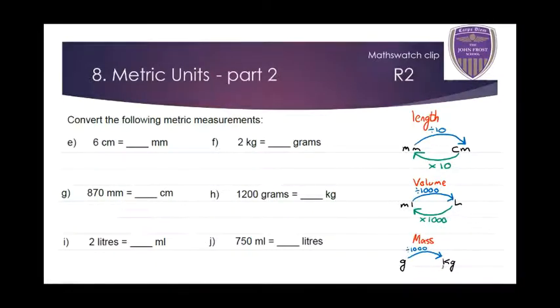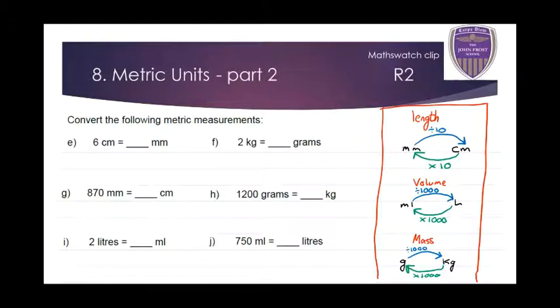And if I want to do the opposite, I know how many kilograms I've got, but I want to find out what that weight is in grams, I need to multiply that by 1,000. Okay, so those are the conversion units. Those are our conversion tables. Those will tell us how to convert from millimeters to centimeters, from milliliters to liters, and from grams to kilograms. Okay, so let's answer these questions.